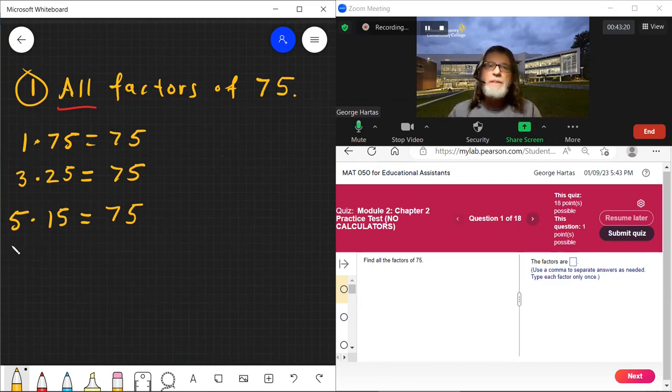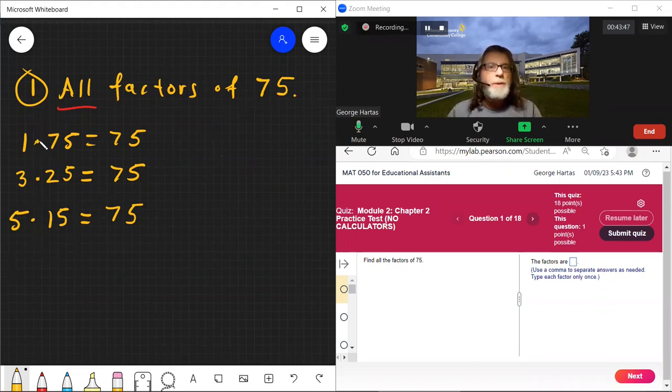Can we say 7 times something is 75? Well, no, because right out of the multiplication table, we know that 7 times 11 is 77, not 75. Can we say 9 times something is 75? Again, it's in the multiplication table. 9 times 8 is 72. No. So this appears to be our list.